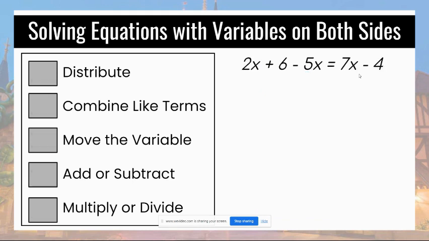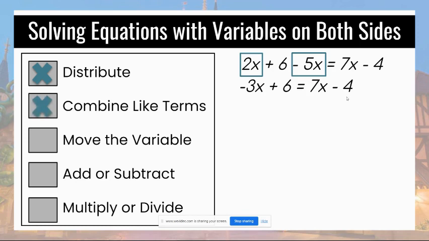Here I have no parentheses, so I'm not going to be distributing. However, I do have things that I can combine. Looking at the left-hand side, you can combine 2x minus 5x. I have to do that first before I try moving the variable. So 2x minus 5x gets me 3x, negative 3x plus 6 is equal to 7x minus 4. Now there's nothing I can combine on this side. I can't combine 7x minus 4, so that just stays the same.